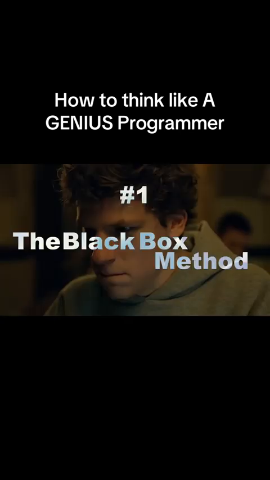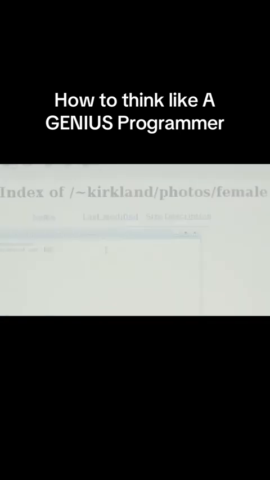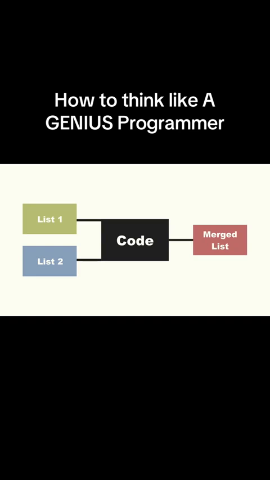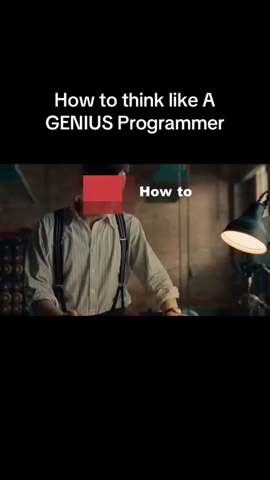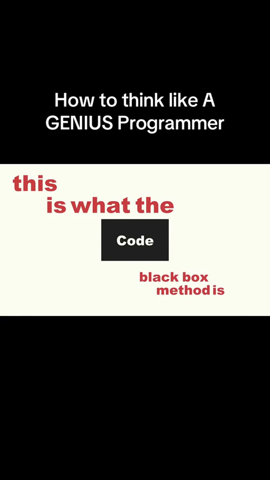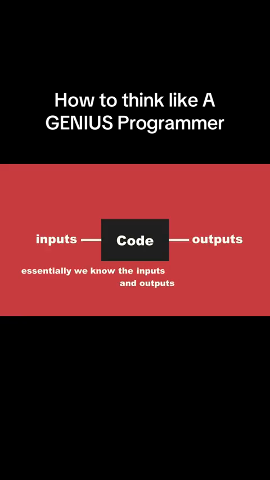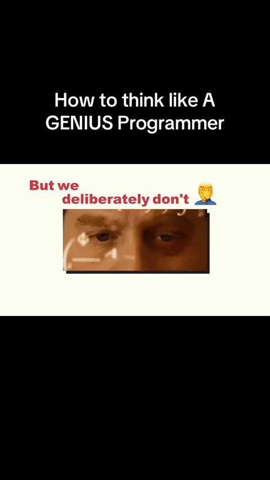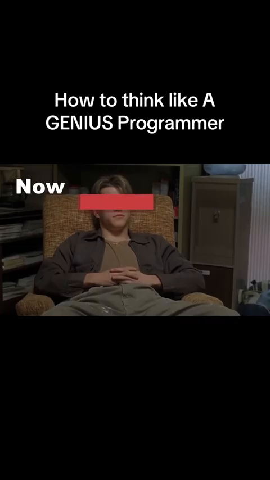The black box method. Let's say you need to develop some code that takes in two lists and outputs the merged result of these two lists. A good programmer will immediately think of two things: how to test this code and how to scale it. And notice how we haven't actually implemented any code yet. This is what the black box method is. Essentially, we know the inputs and outputs of our code, but we deliberately don't worry about the internal workings just yet.